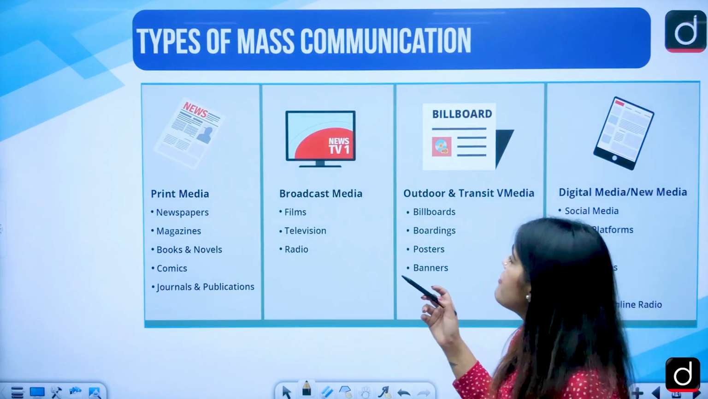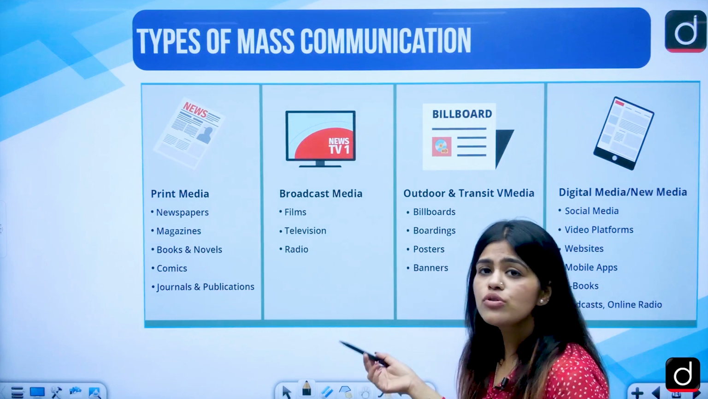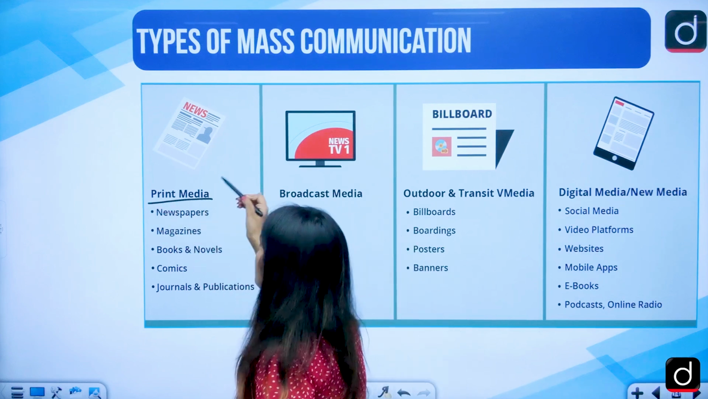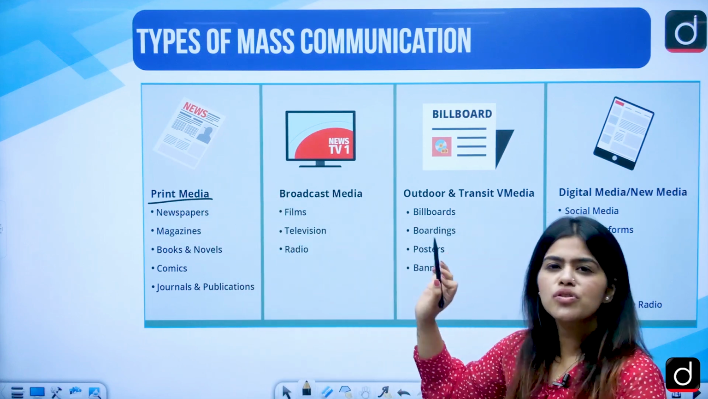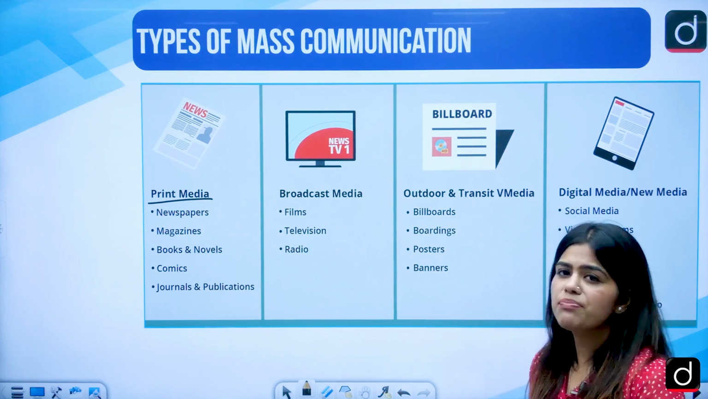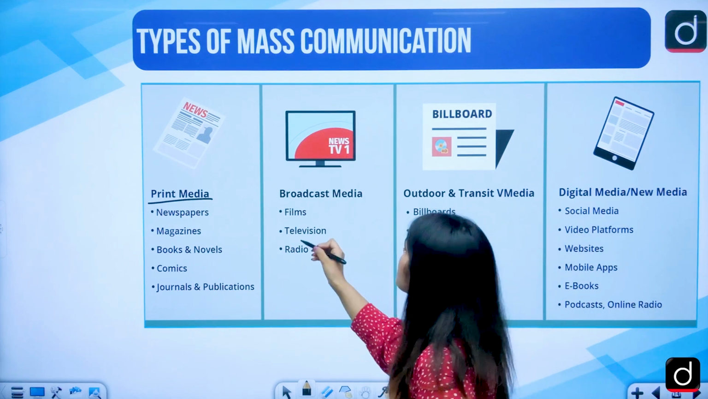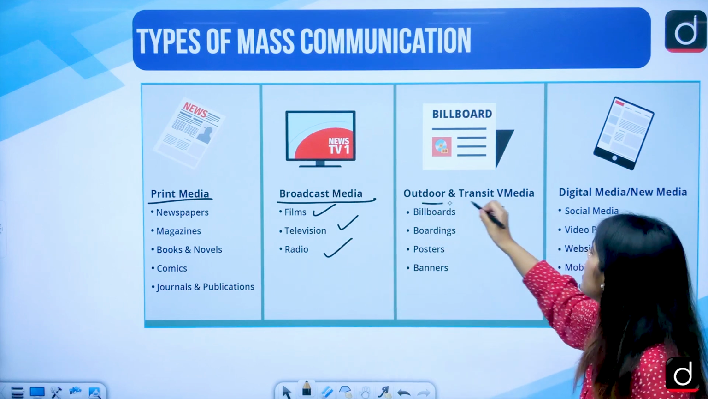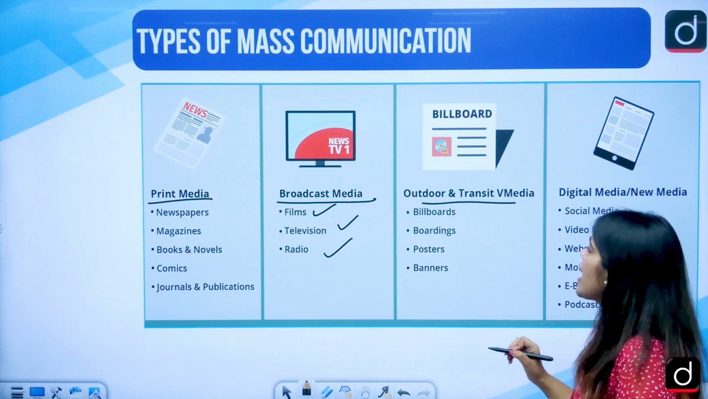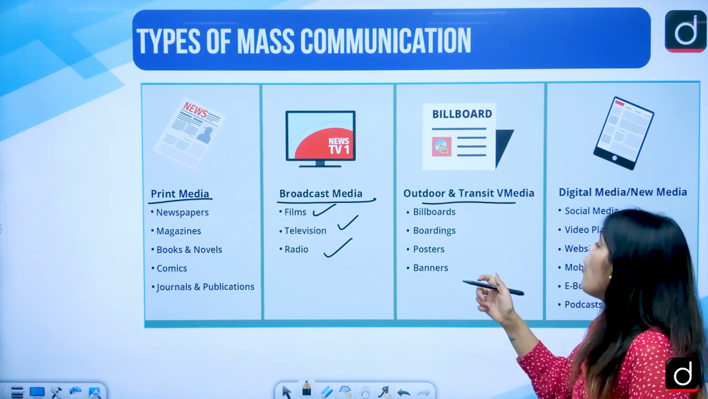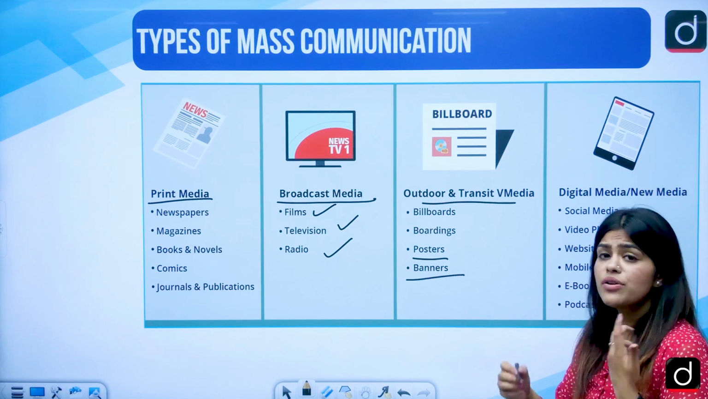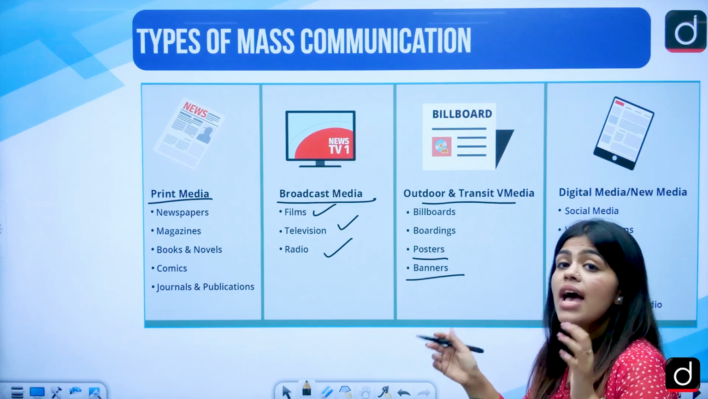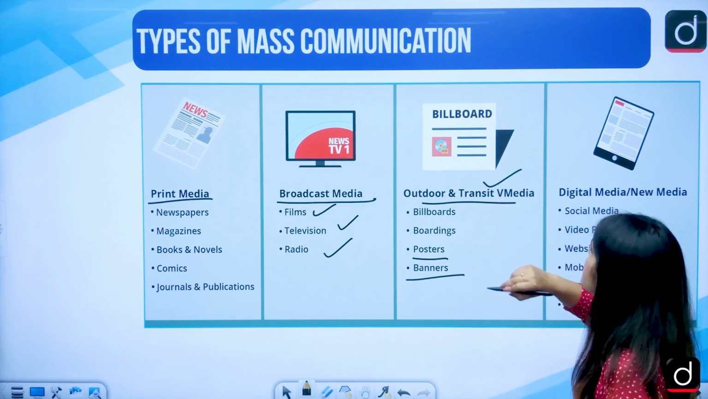Now, there can be different types of media that are used to communicate and talk to the masses. There can be print media. You can use newspapers, magazines, books, novels, comics, journals, publications, etc. There can be broadcast media like films, television and radio. There can be outdoor and transit media like bulletin boards, billboards, posters, banners. While you're traveling, you always see these overhead boardings, etc. And these are called transit media.